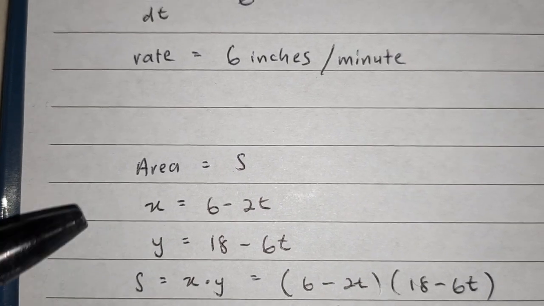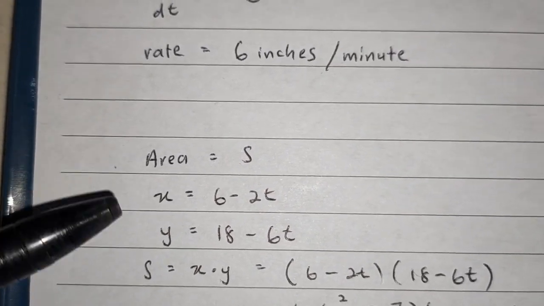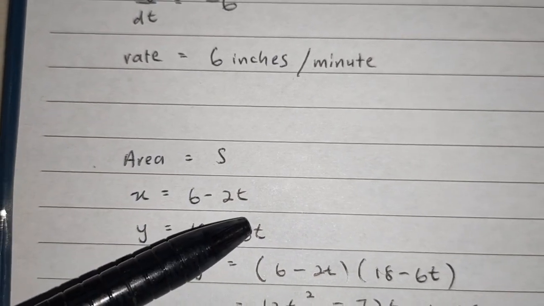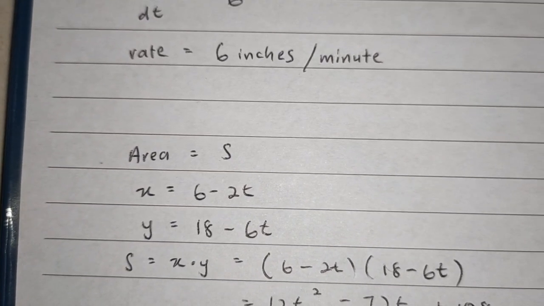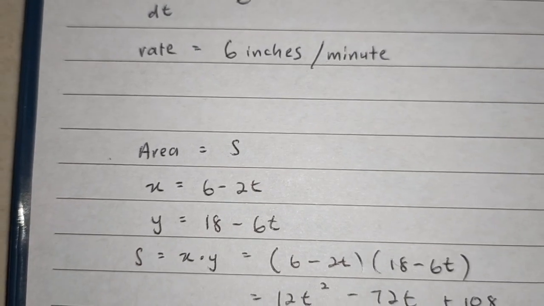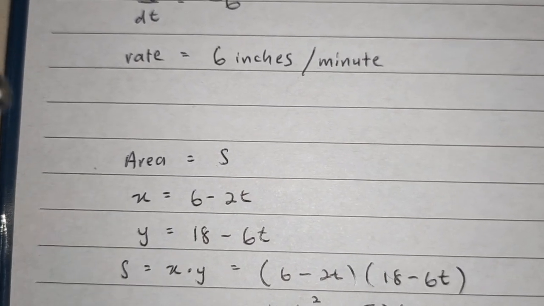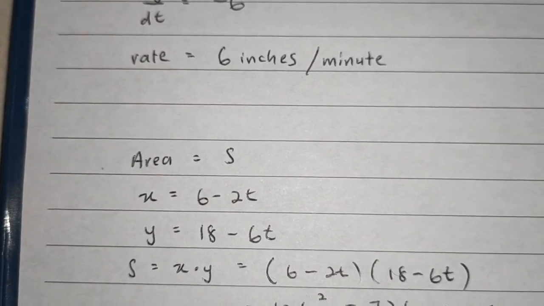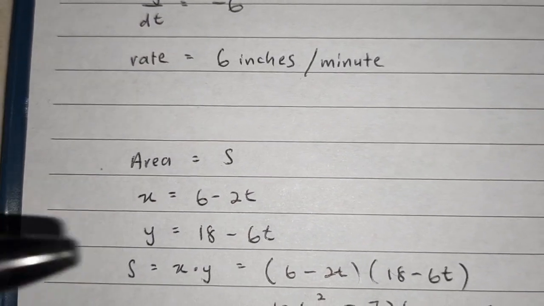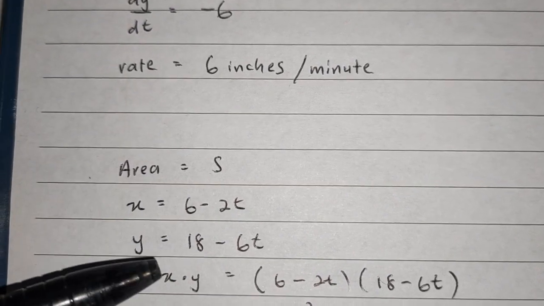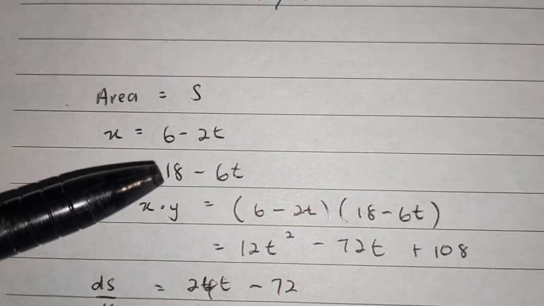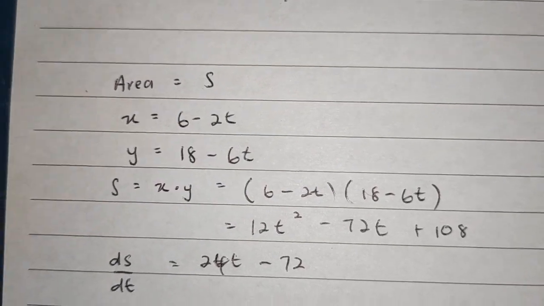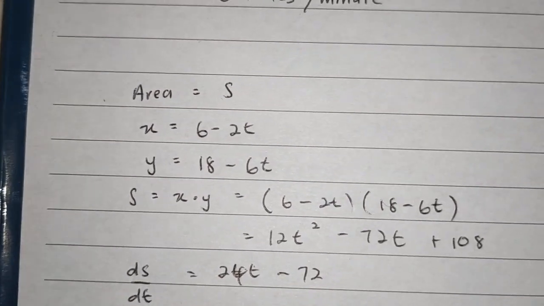So we can assume area equals S, while x equals 6 minus 2t, because the question says the shorter side is 6 inches long. So when the shorter side is 6 inches long, the longer side is actually 3 times the length of the shorter side. So 6 times 3 is actually 18. So 18 minus 6t, because 2 times 3 is 6. So we can continue our calculation.